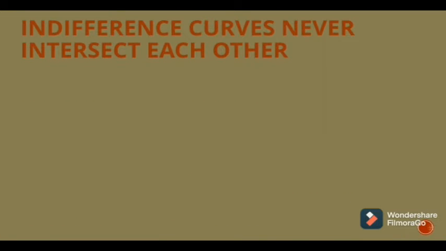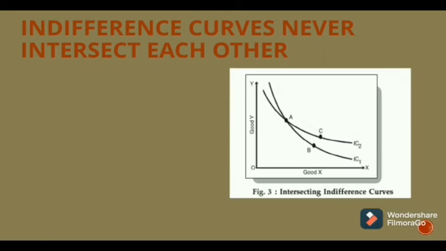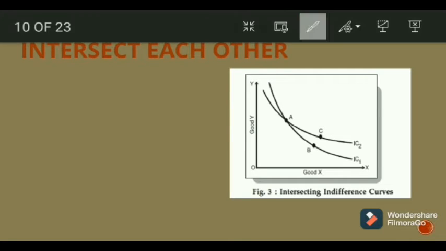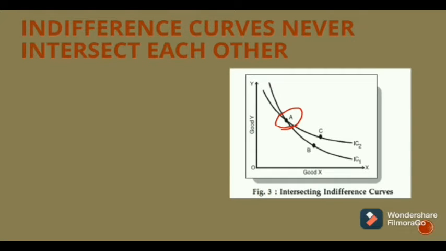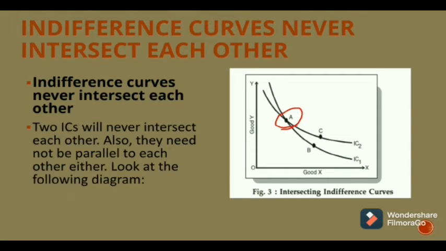Next property is indifference curves never intersect each other. You can see in this diagram, two ICs are there, IC1 and IC2, and point A is common to both because these are intersecting each other. So two ICs will never intersect each other. Also they need to be parallel to each other, as we have seen in the previous graph in the indifference map, that they should be parallel, not intersect each other.